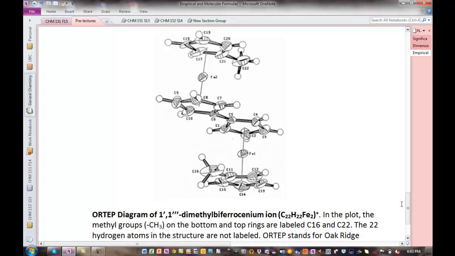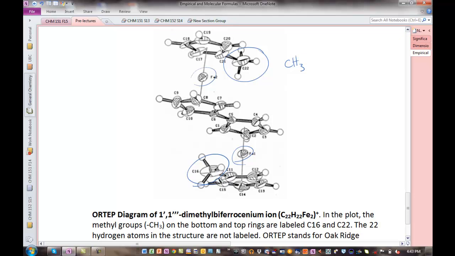And you can see all 4 rings. You can see a methyl group, that CH3 group there. So this was dimethyl biferrocene. There's the other methyl group there. Here are the 2 iron centers. And wow, that really proves that we made the molecule. But the empirical and molecular formula together, we were pretty confident.